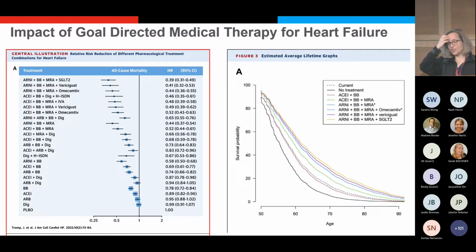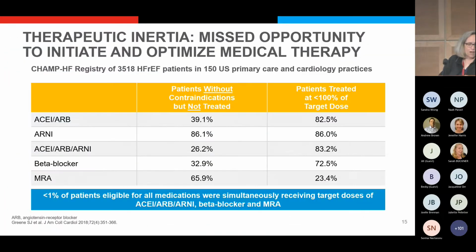And this was another study that looked at all kinds of different combinations of heart failure medications. Those 4 foundational ones are up there on the top line. And you can see that in terms of mortality reduction, by far and away, it's that 4 therapy combination that is going to give you your biggest bang for your buck in terms of mortality reduction. And so that's really important.